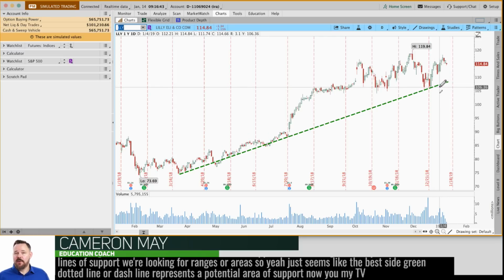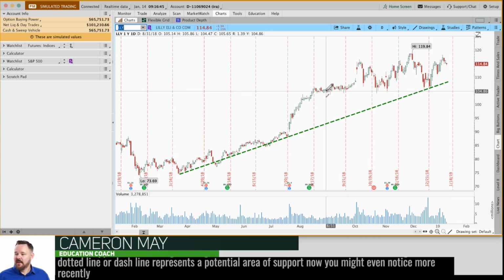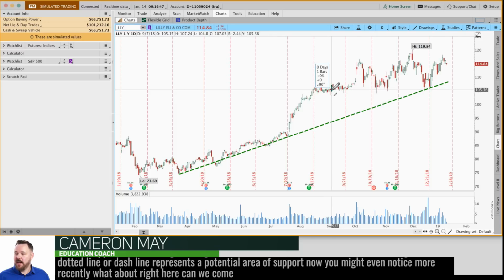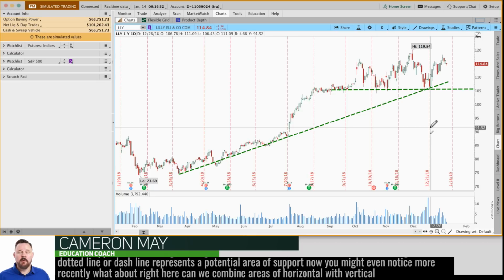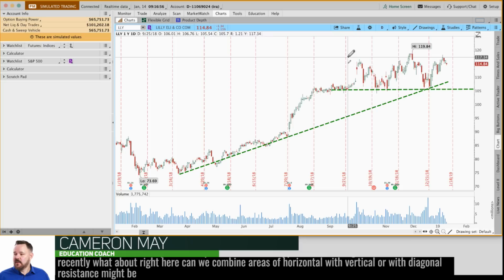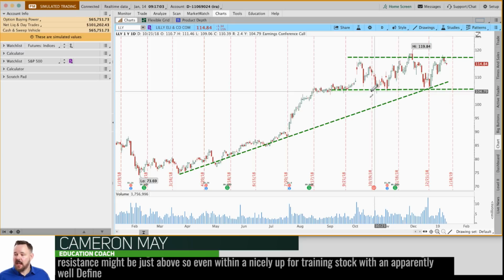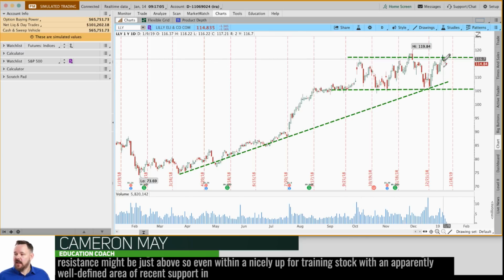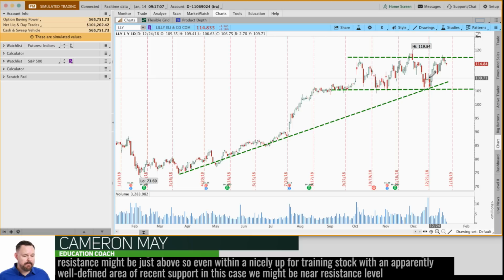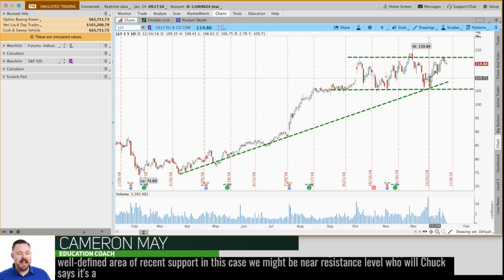Now you might even notice more recently, what about right here? Can we combine areas of support, horizontal with vertical or with diagonal? Yeah. Resistance might be just above. So even within a nicely upward trending stock with an apparently well-defined area of recent support, in this case we might be up near a resistance level. Oh, Chuck says it's a range. Excellent, Chuck. Yeah, now you're combining two concepts. We're going to do that in just a moment.